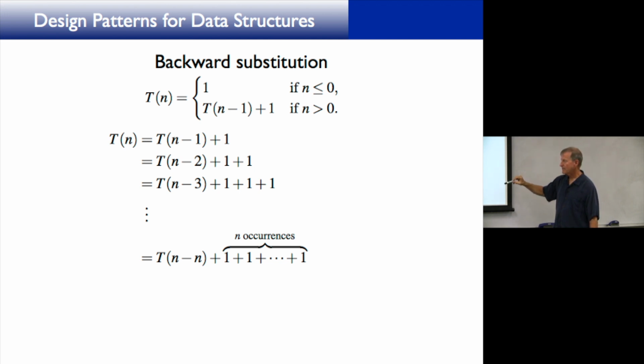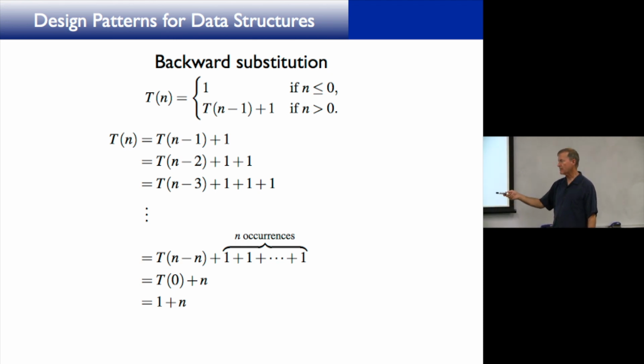All right? And so that means that we have piled up how many? n occurrences of 1. Are you with me? Because each time we go down by 1. So you can replace the T of n minus n with 1. To answer your question, n minus n is T of 0, and up here we know that T of 0 is 1. So this is 1 plus n. Does everybody see how that works? And so T of n equals n plus 1.